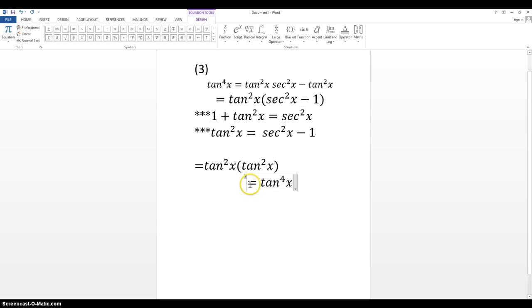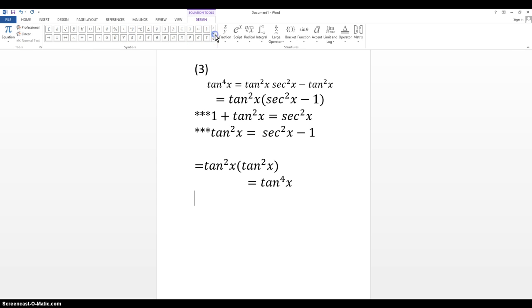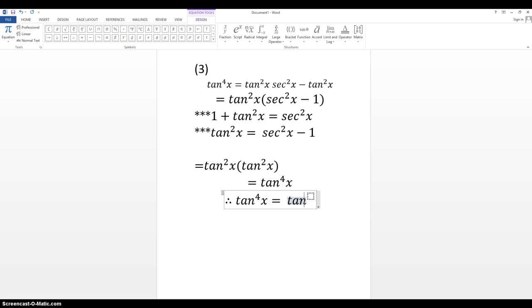Alright, let's take a look to see if this answer that we got matches up with the opposite end of the original equation, and I believe it does. Therefore, we can finish off our verification and say, therefore, tangent to the fourth of x equals tangent to the fourth of x.